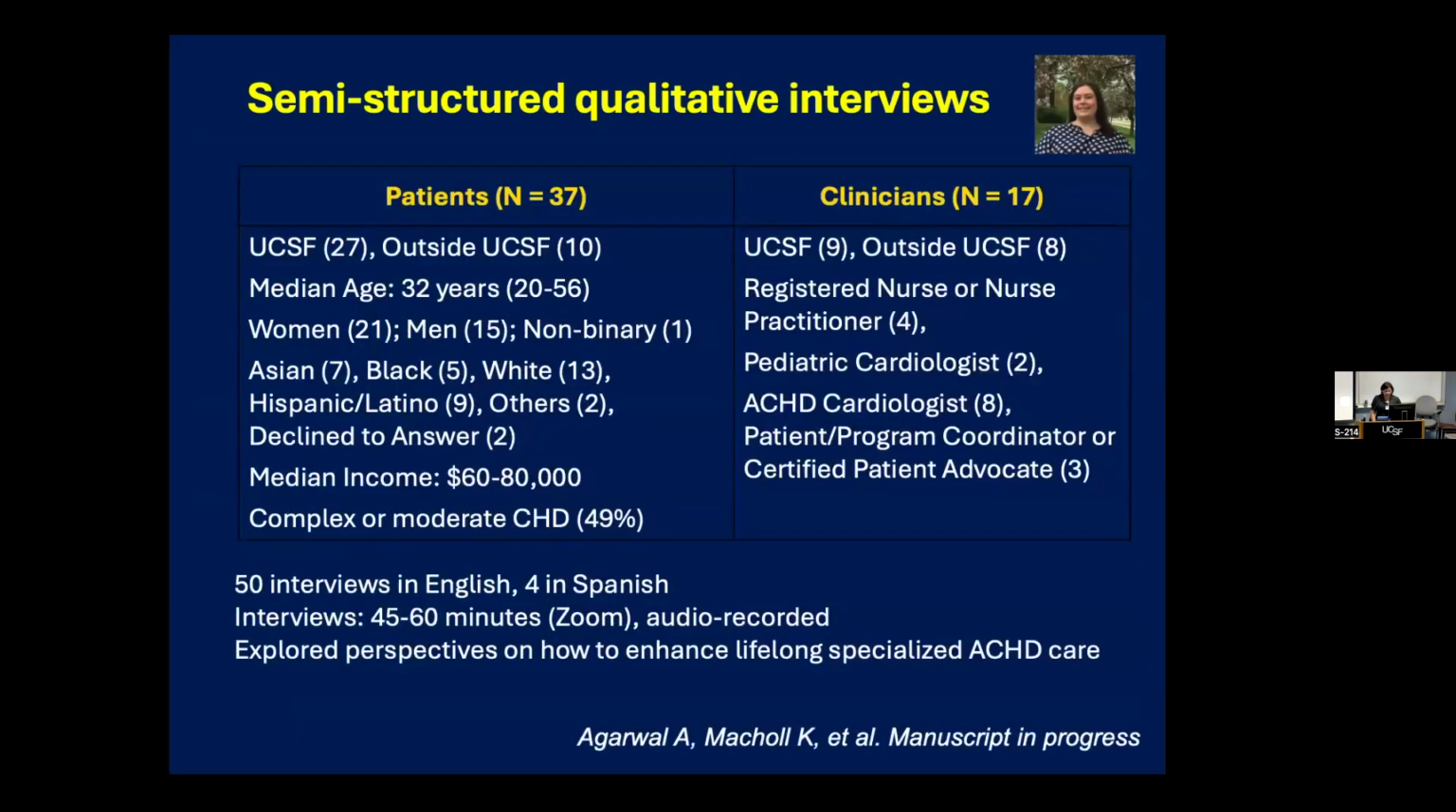We then conducted semi-structured qualitative interviews for ACHD patients. We purposefully sampled patients to gain diversity in ACHD lesion complexity, race, ethnicity, income level, education, prior gaps in care, as well as geographic distribution. We recruited 37 patients, 27 from UCSF and 10 from outside UCSF that represent various geographic regions in the US.